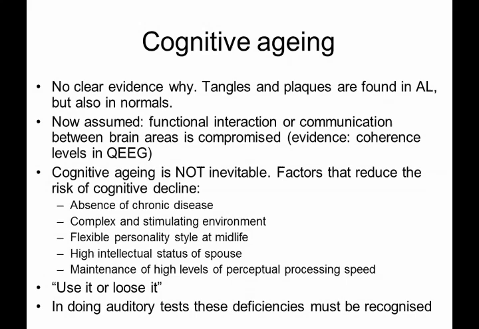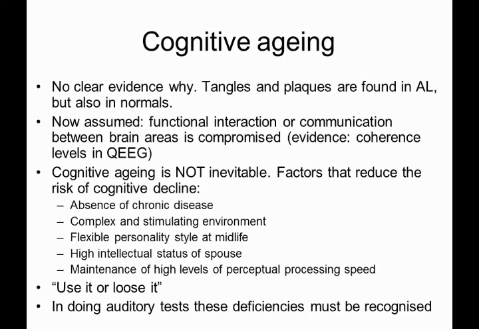So what we assume generally is that there is a breakdown of the functional interaction or communication between the brain areas, which is measured with a relatively novel technique, which is QEEG. That's quantitative EEG, where you don't measure the strength of a response in the brain with the EEG, but the strength of the connection between two brain areas. And you see that in old people the connections are slower between the brain areas and less coherent. So you've got more activity which is spread across the brain.